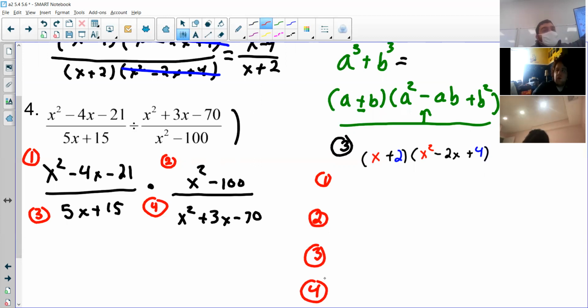First one, what multiplies to negative 21 and adds to negative 4? Let me just check your factoring. Good. Yes, good. And then cross out. Got this one. Nice, thank you.